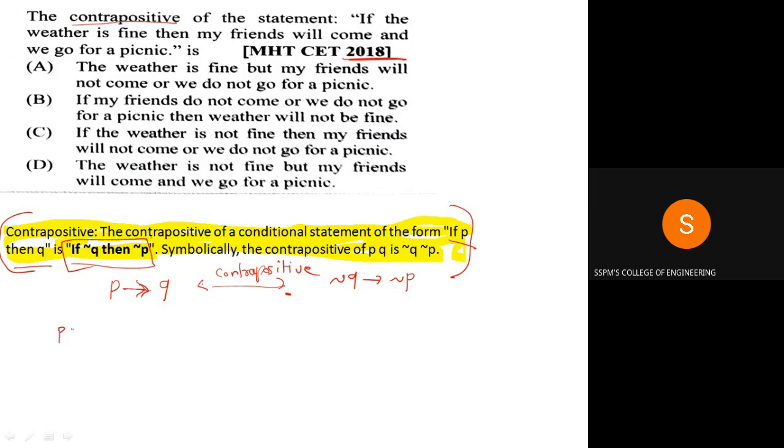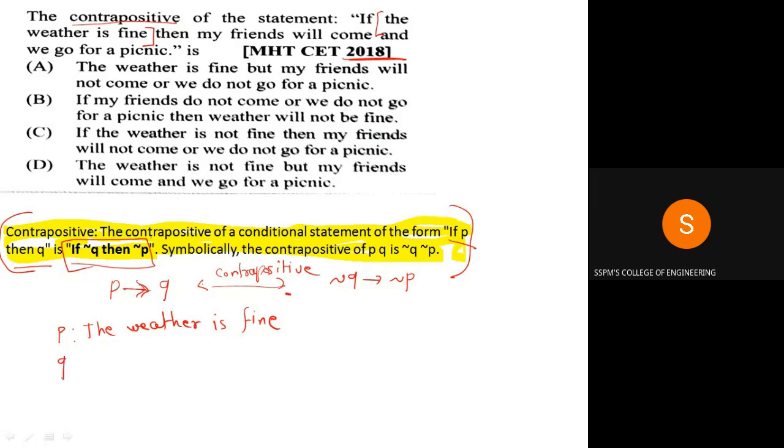What is P? P is the part from the word "if" up to the word "then". If the weather is fine, up to this word, this is our P. So P is: the weather is fine.